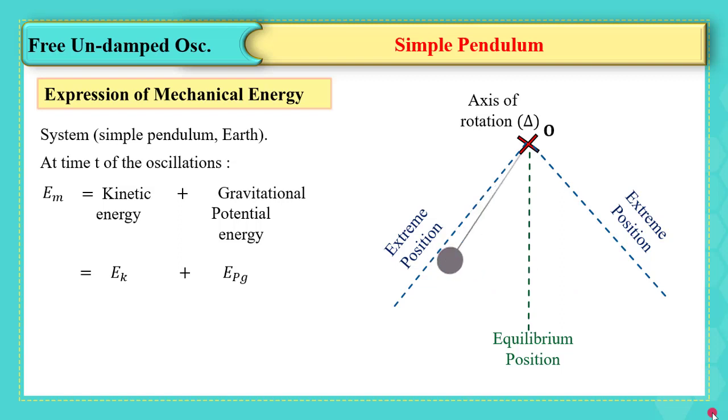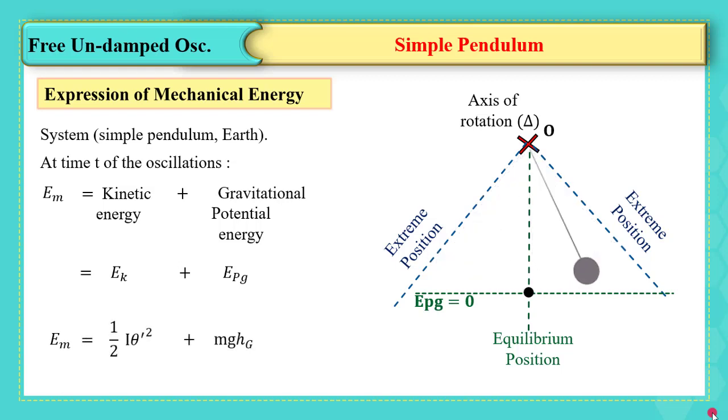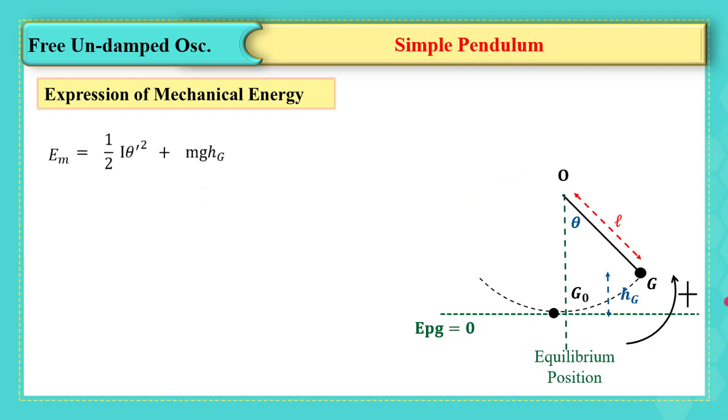Since the system here makes a kind of rotation, the kinetic energy is half I theta prime squared, while the gravitational potential energy is given by m g hG, where the horizontal plane containing the equilibrium position is considered as the reference level of the gravitational potential energy. To find the height hG, we are going to use the following figure.